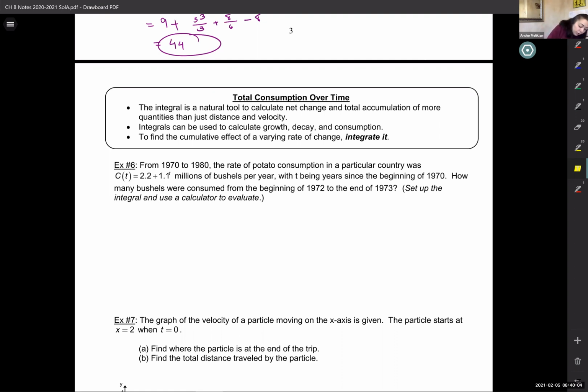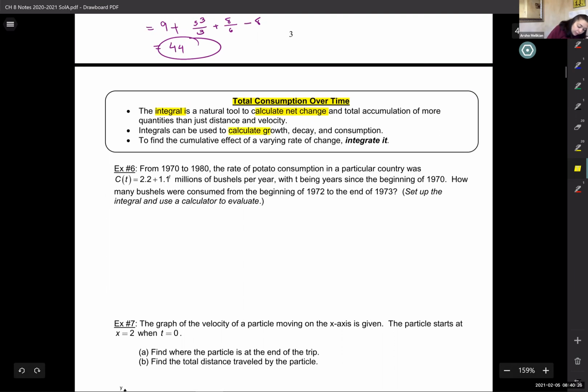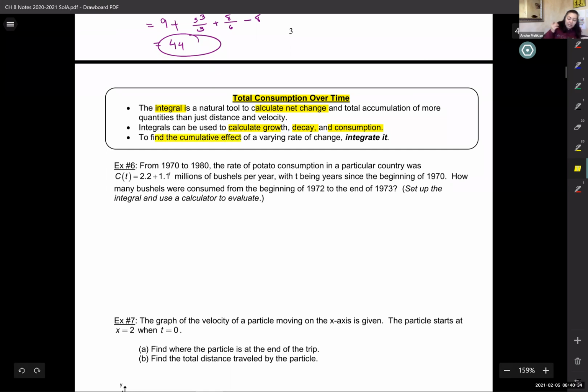Today we're going to do total consumption over time. And again, we're going to use the integral to calculate net change. It doesn't just have to be velocity versus time. It doesn't just have to be distance. Integrals can be used to calculate growth, decay, consumption, okay? Anytime you want to find the cumulative effect of a rate of change, you have to integrate it. And these are varying rates of change.